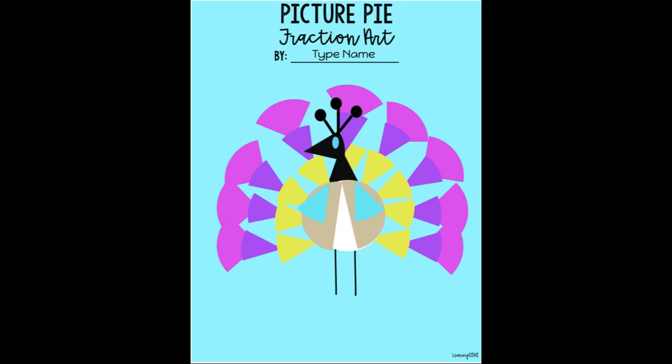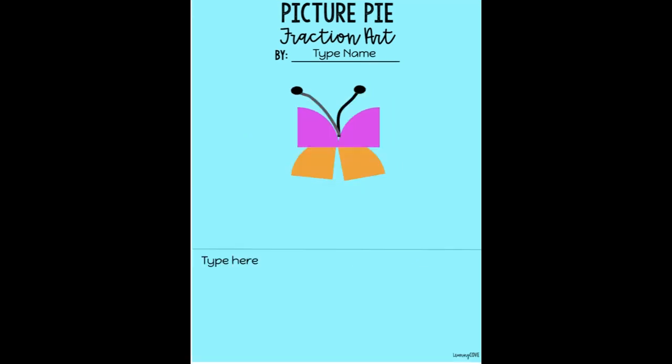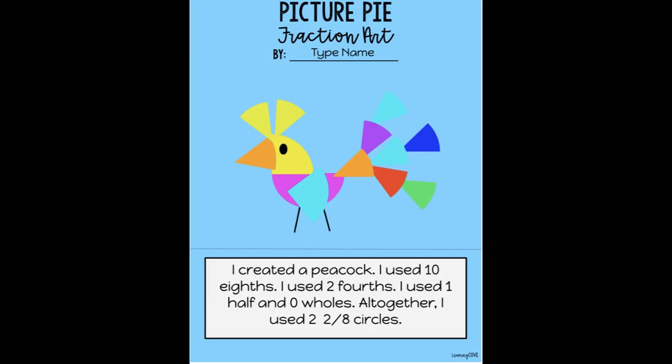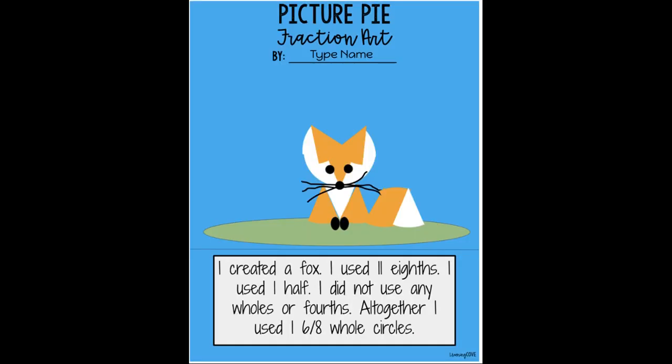You can add in eyes and legs and little accents like that if you want. See, like on this butterfly, I added the antenna and I added circles. That's fine with me. But you're going to use the circle pieces, the fractional pieces, to create your picture. Here is the peacock again, and we're also going to do some writing at the bottom. You can see the writing right there at the bottom, and in this one, the writing is about the fox. So now I'm going to show you exactly how to do it.